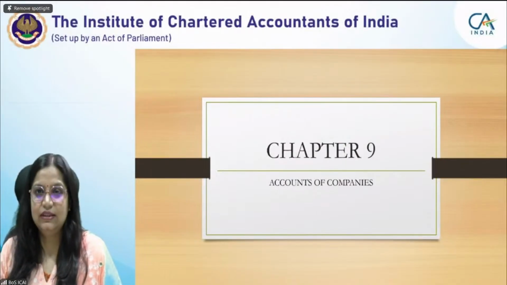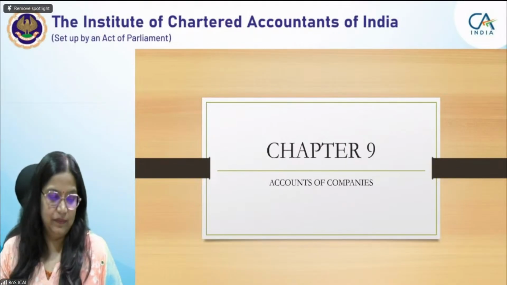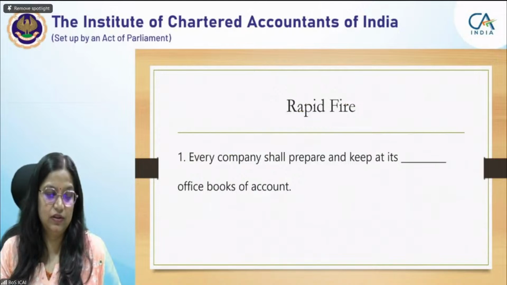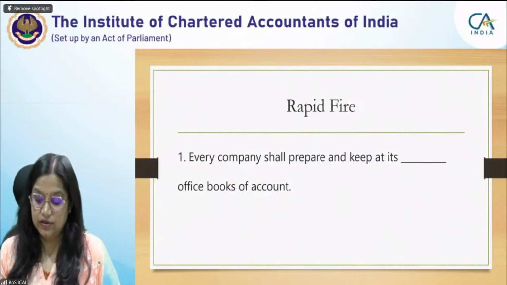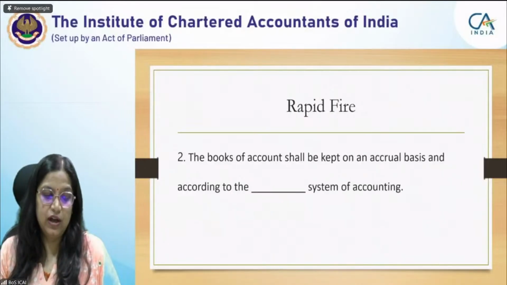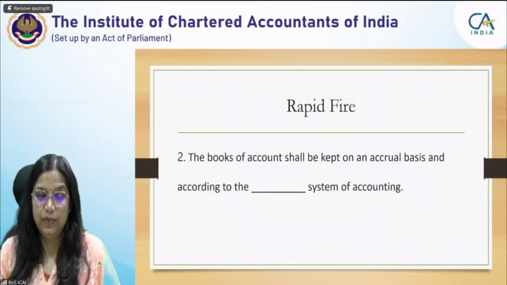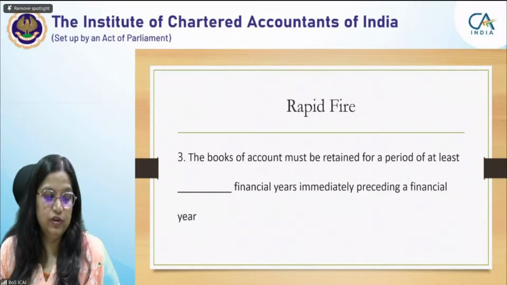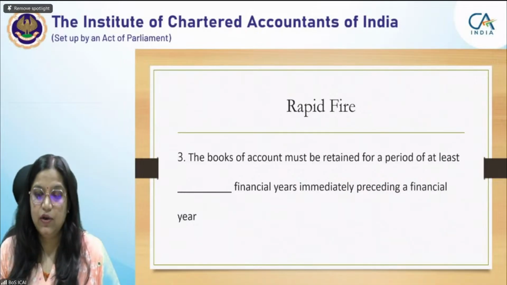So let's just see the answers. The first question was that every company shall prepare and keep at its registered office books of accounts. This is section 128. The books of account shall be kept on an accrual basis and according to the double entry system of accounting. Again, section 128. The books of account must be retained for a period of at least 8 financial years.